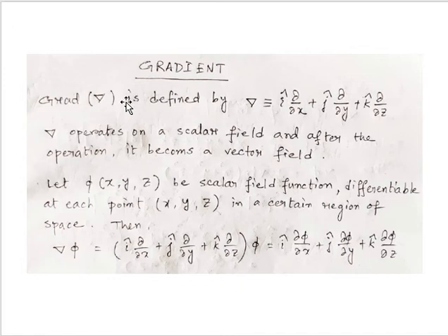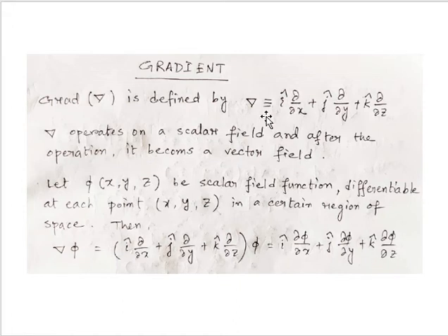Simply, grad is denoted by nabla, this symbol, and is defined by i ∂/∂x plus j ∂/∂y plus k ∂/∂z, where i, j and k are the unit vectors. It is a differential operator, and it operates on a scalar field. Suppose φ(x, y, z) is a scalar field. After this gradient operator operates on this scalar field, it becomes a vector quantity.